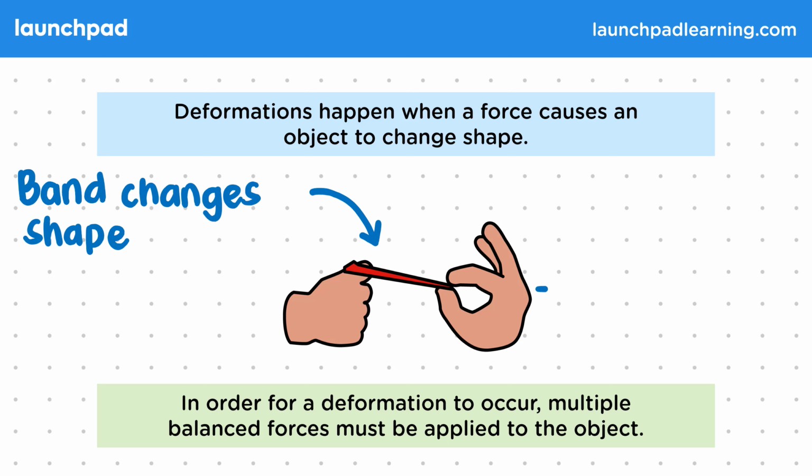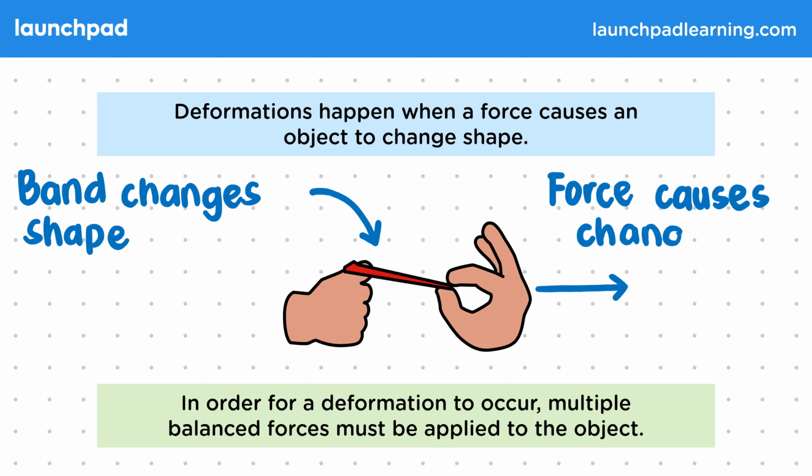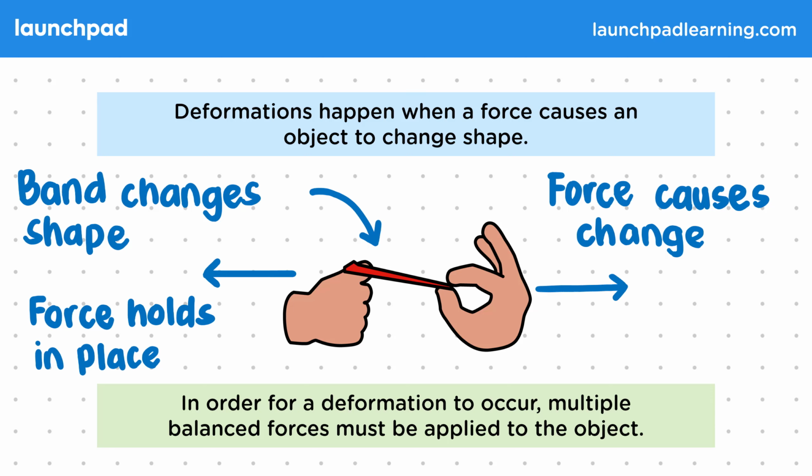First, one hand pulls on one end of the band to produce the force causing the change. Then at the other end, the thumb provides an equal and opposite force that holds the band in place. This causes one end of the band to move away from the other, but the band won't move around as a whole.